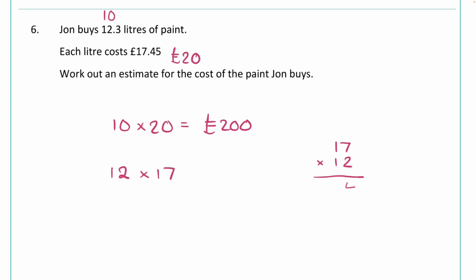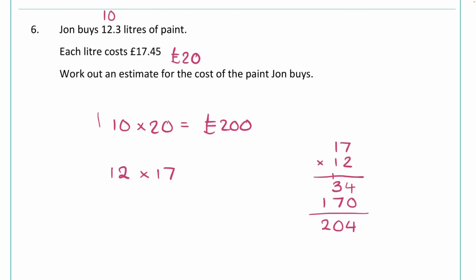2 times 7 is 14. 2 times 1 is 2, plus the 1 is 3, and then we've got to put our placeholder in, 1 times 7, 1 times 1, add it all up, and we get 204. So you can see it's super close to the original estimation that we've made anyway, so it doesn't really matter in regards to which answer we give here.